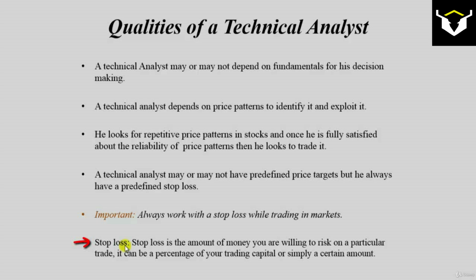Let's take an example. If you have 1 lakh rupees, you may not be willing to risk more than 1/10 of your trading capital on a given trade. So the 1/10 part of 1 lakh comes to 10,000. You may not be willing to risk more than 10,000 on any particular trade. So that becomes a part of your trading capital. You can work with anything, either risk a percentage of your trading capital or a part of your trading capital. But what is more important is you must always work with a stop loss.